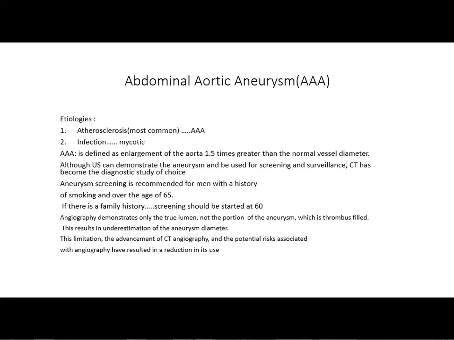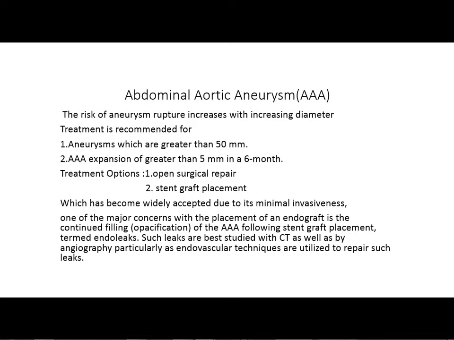Angiography demonstrates only the true lumen, not the portion of the aneurysm which is filled with thrombus. This results in underestimation of the aneurysm diameter. This limitation, the advance of CT angiography, and the potential risk associated with angiography have resulted in the reduction in its use. The risk of aneurysm rupture increases with increasing diameter. Treatment is recommended for aneurysm greater than 5 cm or abdominal aortic aneurysm expansion greater than 5 mm in 6 months. Treatment options are either open surgical repair or stent graft replacement, which has become widely accepted due to its minimal invasiveness.